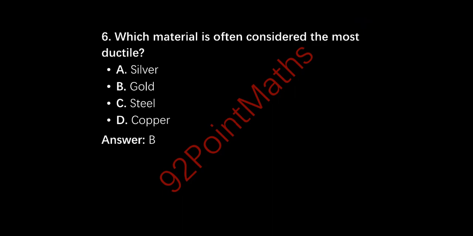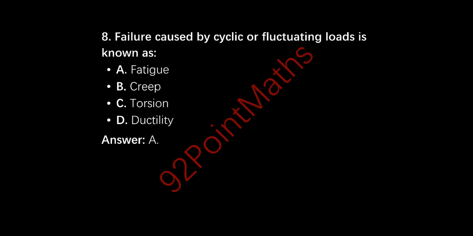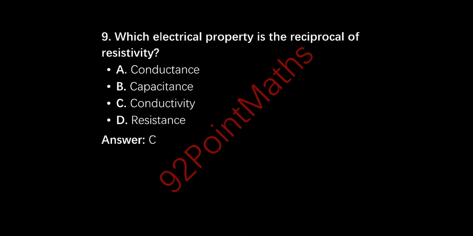Option B, gold. What is creep in engineering materials? Option D, slow and continuous deformation under constant load over time. Failure caused by cyclic or fluctuating load is known as fatigue. Option A. Which electrical property is the reciprocal of resistivity?